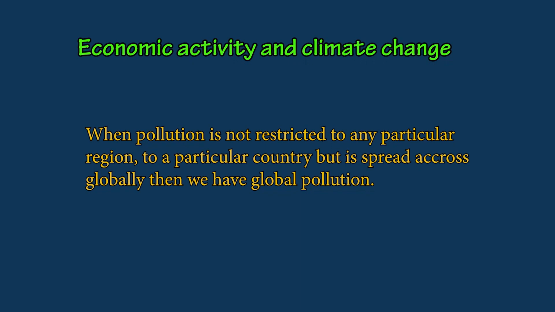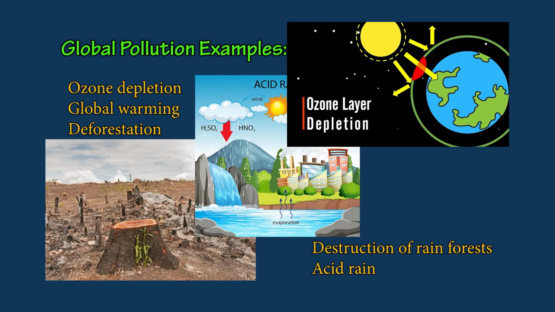And third, we have global pollution. When pollution is not restricted to any particular region or country, but spreads across the globe, then what we have is global pollution. Examples of global pollution can be ozone depletion, global warming, deforestation, acid rain. All these are problems which are not related to any particular country or region but spread across the globe.